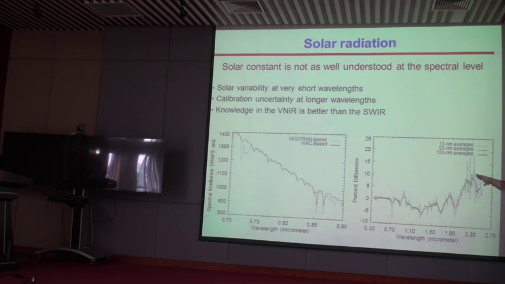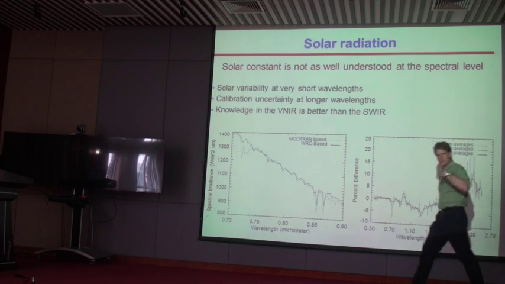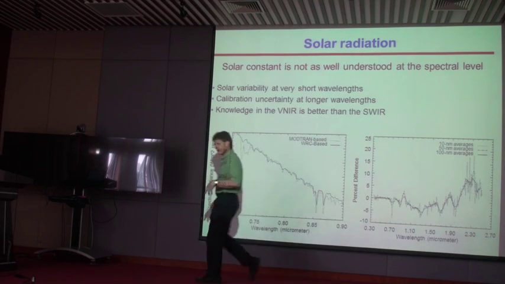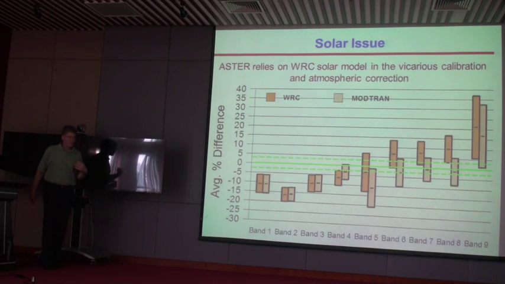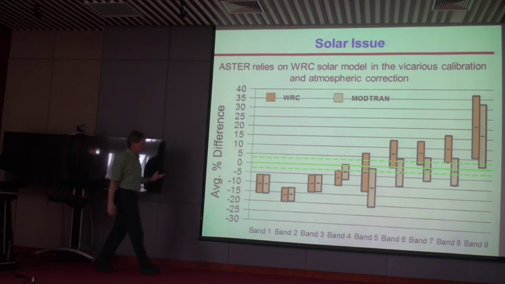But at some point we have to figure out what is the true solar model. And this is important because the Vicarious method needs a solar model in the radiative transfer code to get to a radiance. And it's not bad because if you then use that same solar model to divide out to a reflectance, you're in okay shape. But it still can create some interesting differences.